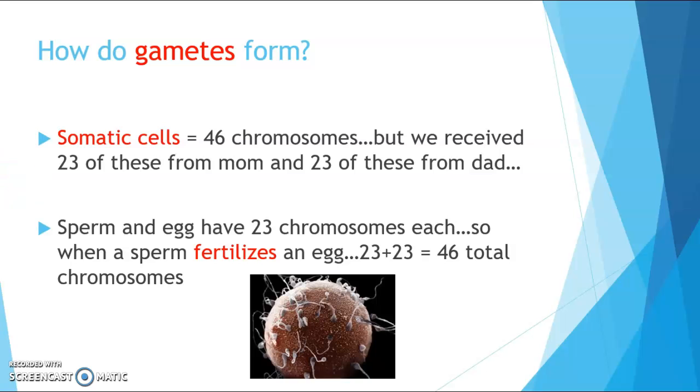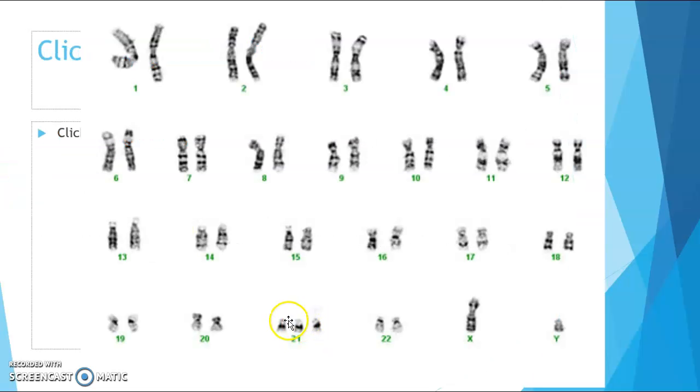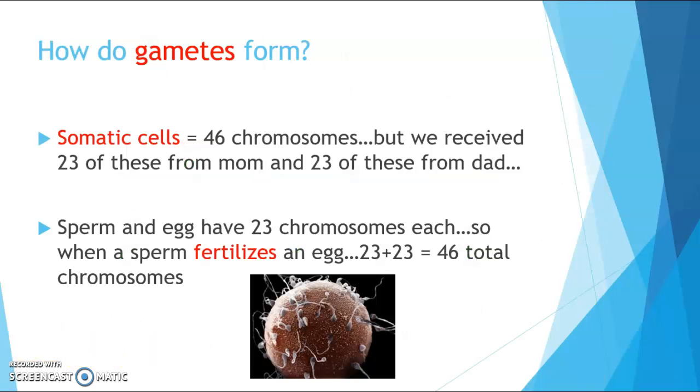Going back to our karyotype here with Down syndrome, we see that this one has 23 pairs, so this individual has a total of 47 chromosomes, not 46. How did that happen? One of the two parents, either the mom or the dad, donated two copies of chromosome number 21, and the other parent donated its single chromosome as it should. So we definitely want to make sure when gametes form that they only have 23 chromosomes, because when they don't, bad things happen.